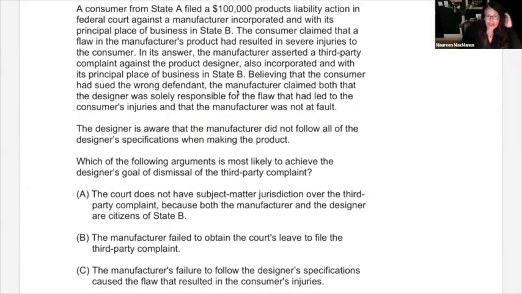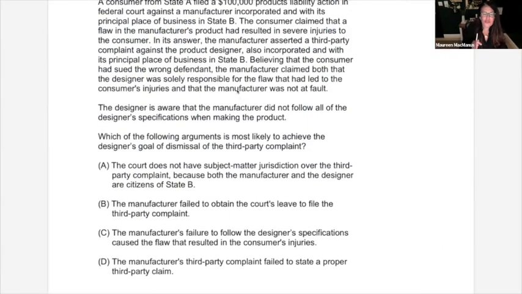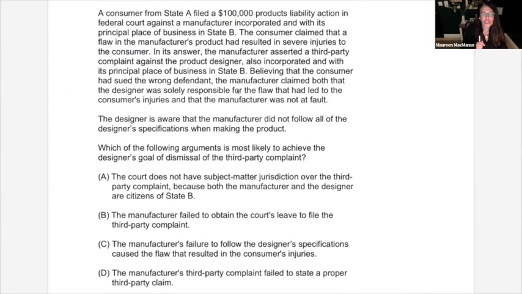All right, this is a good one. So I talked about joinder being a little bit tricky here, and there's so much that we can get from this question. I love this question. So start with the call of the question. Which of the following arguments is most likely to achieve the designer's goal of dismissal of the third-party complaint? So first of all, do you know what a third-party complaint is?